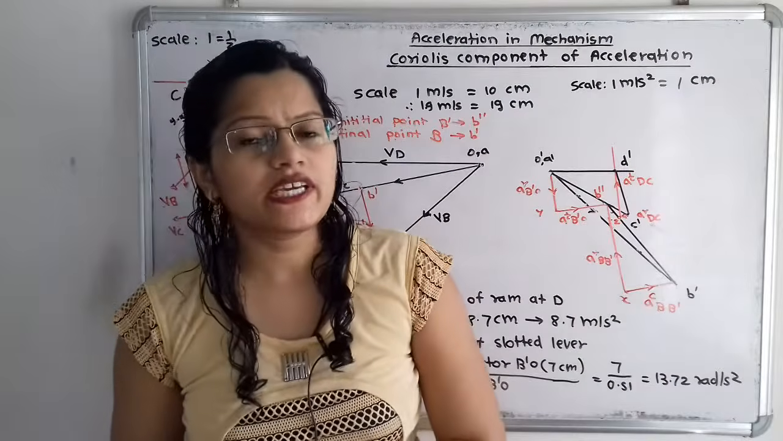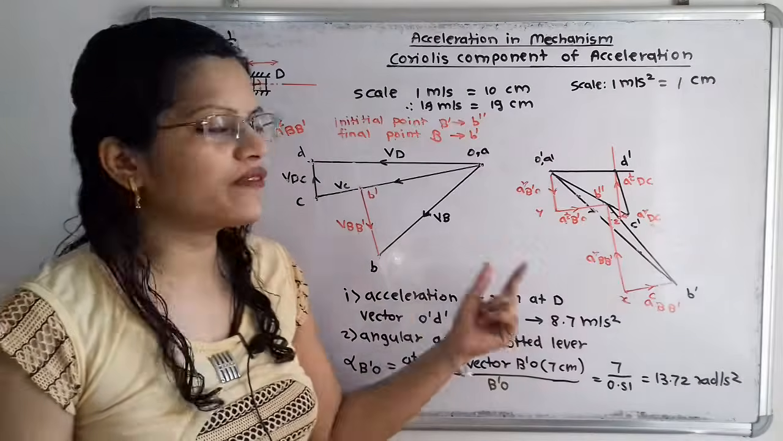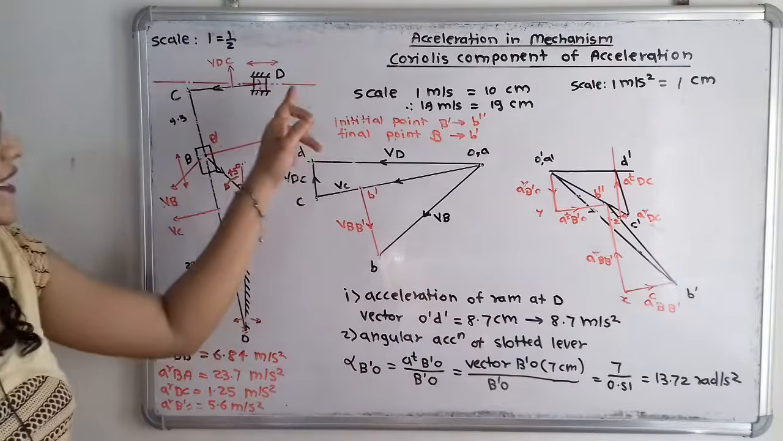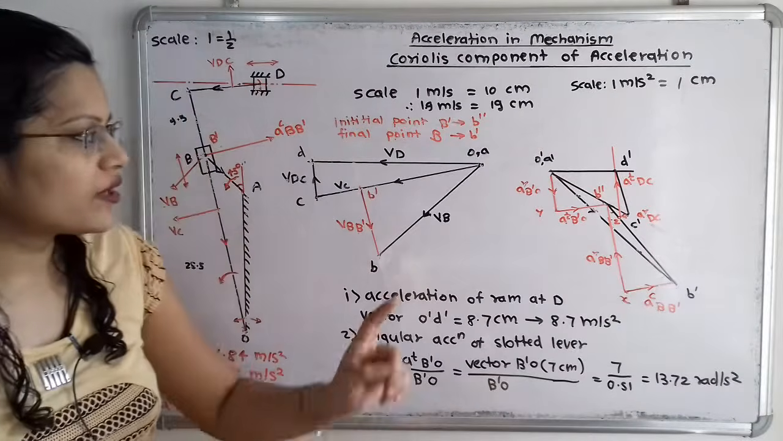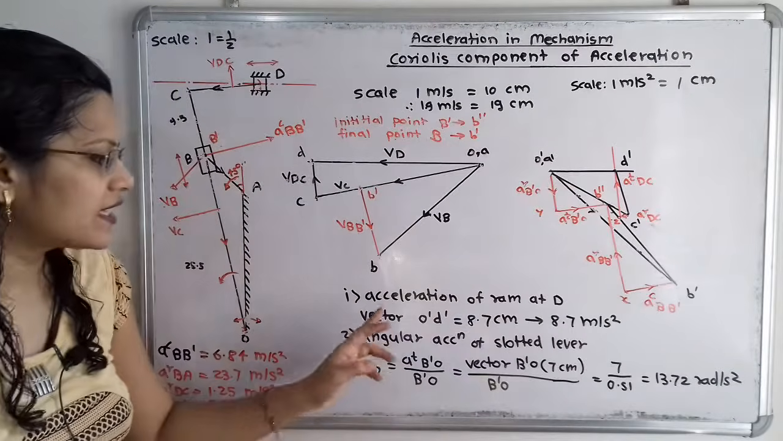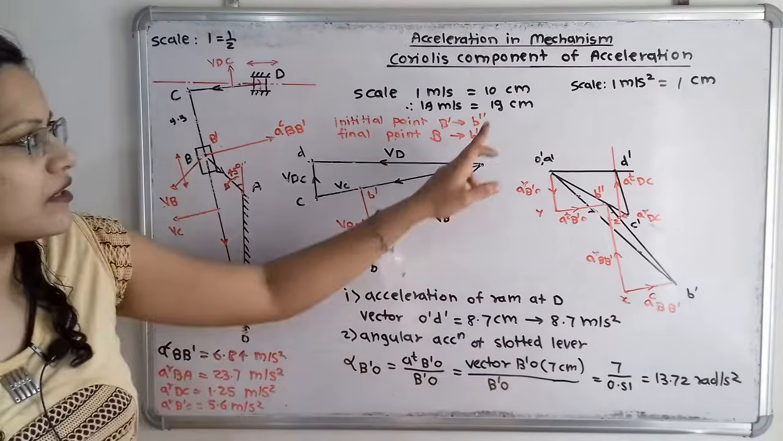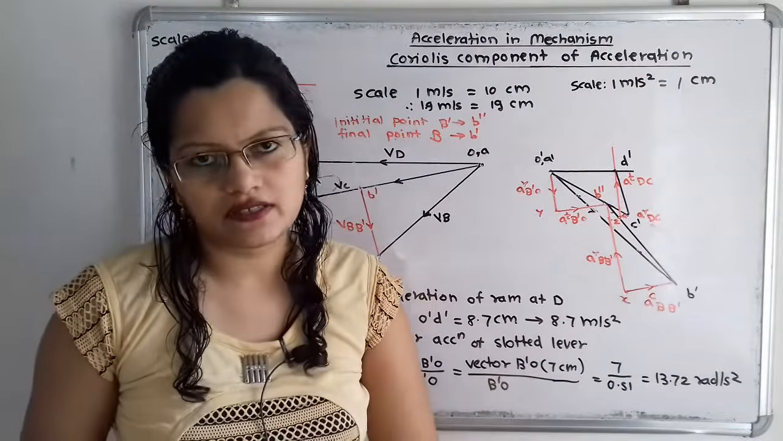Now we will move to the calculation part. So here the first question is the acceleration of the ram at D. So this D is having linear motion along a horizontal line. So for the acceleration we have to measure the vector O dash to D dash, and its length is 8.7 centimeter. So as per the scale we will say that it is 8.7 meter per second square.